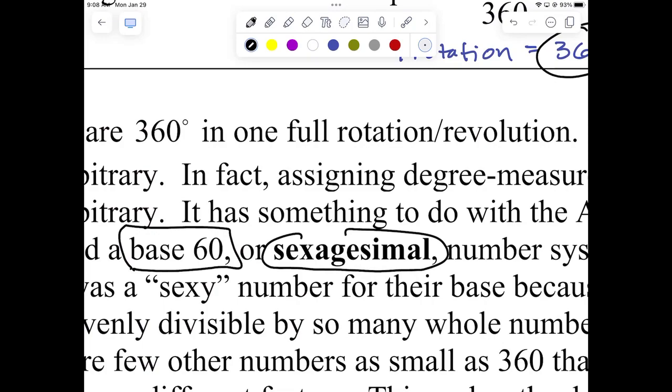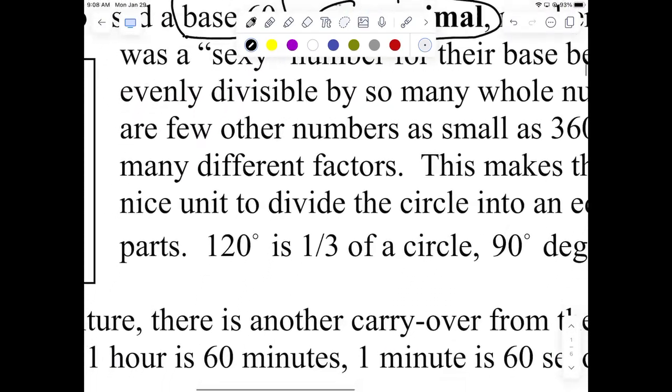Time, clock. Yeah, the clock. Very good. 1 hour is how many minutes? 60 minutes. And 1 minute is how many seconds? 60. Okay. That's a vestige of the sexagesimal number system from the ancient Babylonians.